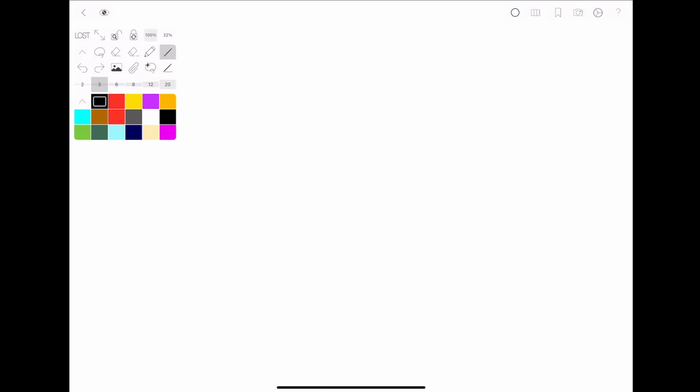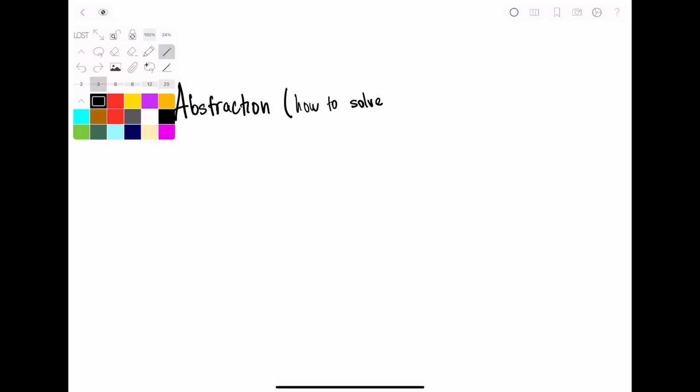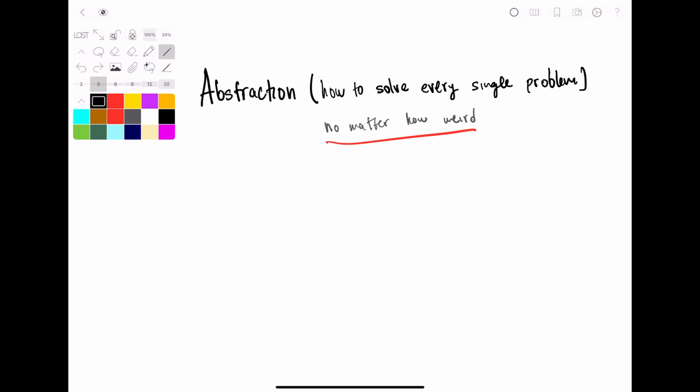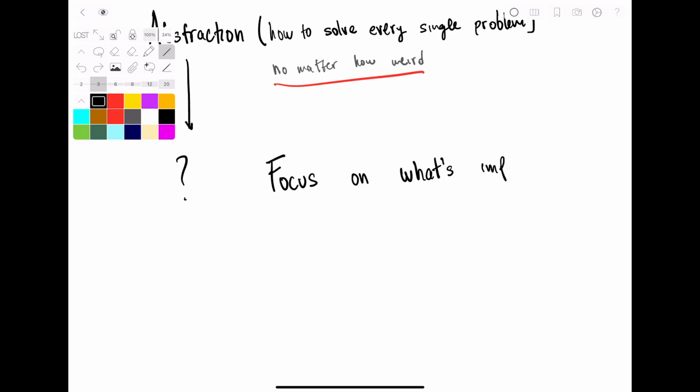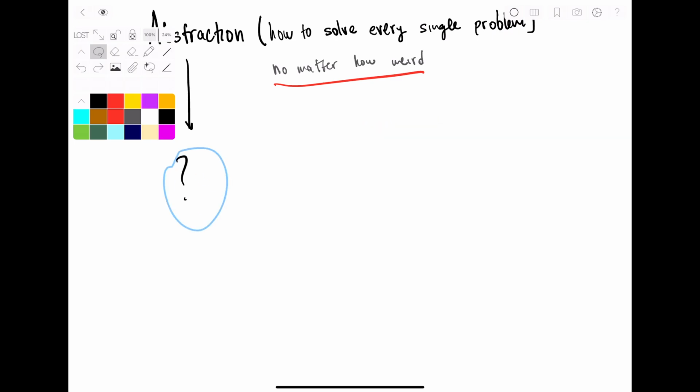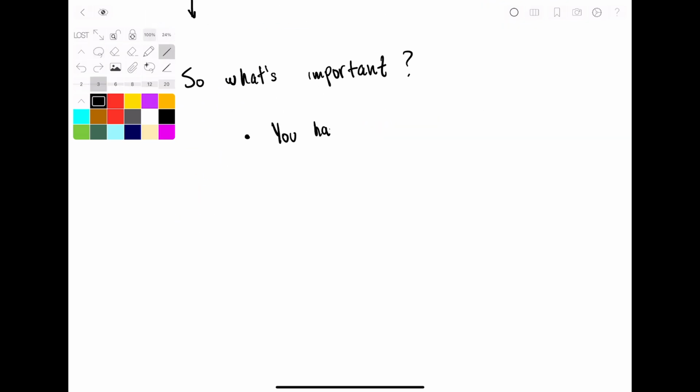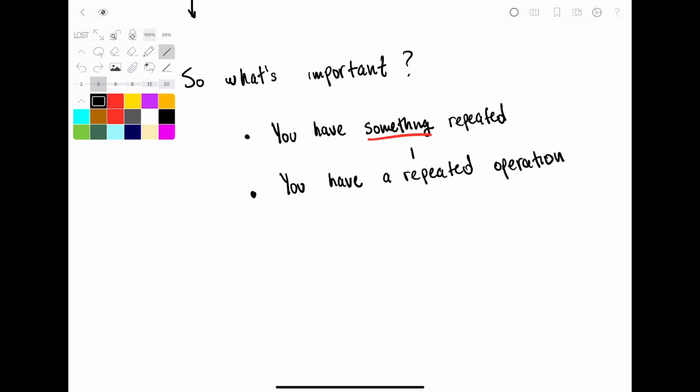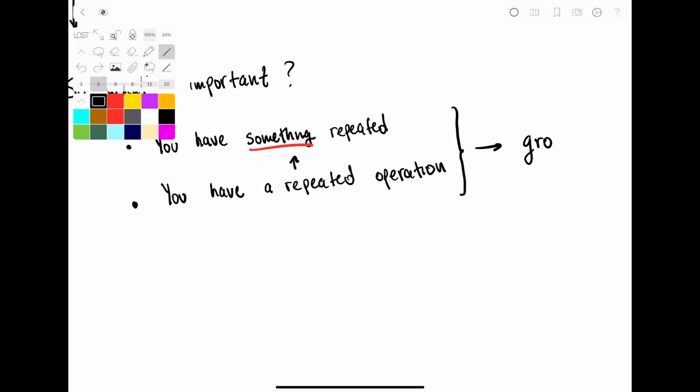Chapter 3, abstraction. How to solve every single problem using this concept. So, in simple terms, abstraction means just focusing on the important ideas and ignoring the rest. So how can we use this to solve the hardest and weirdest problems? Well, the key idea here is that so long as the terms are being repeated, no matter how weird that term is, under some type of operation, no matter how weird that is either, we can group it.